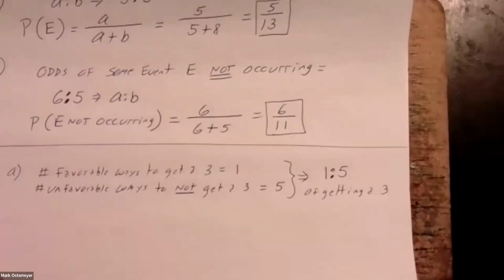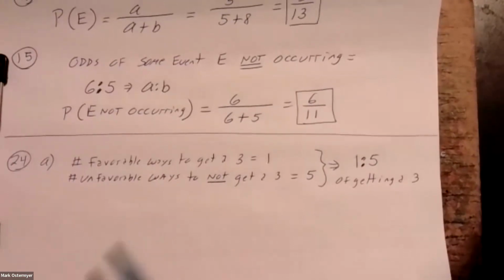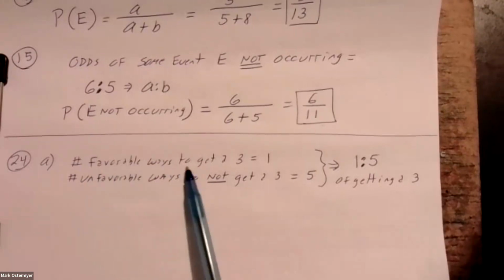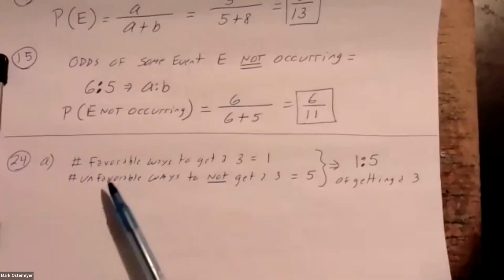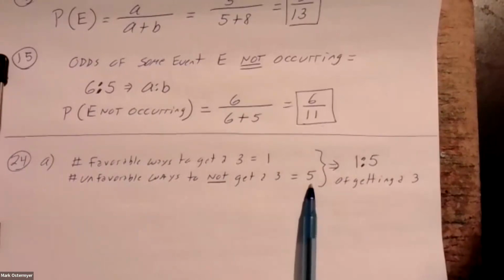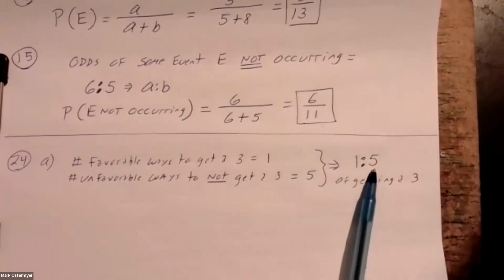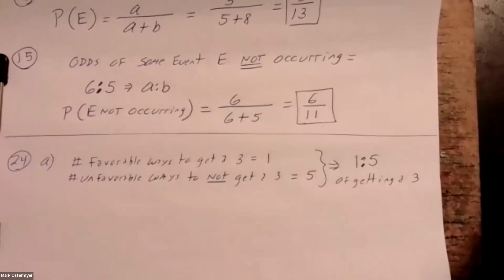If you're still hung up, I did do A for you. What's the odds of rolling a 3 on a fair die? Well, how many favorable ways yield a 3? There'd be only one favorable way, correct? How many unfavorable ways do not give us a 3 when we roll a die? There's 5 unfavorable ways. Therefore, the odds of rolling a 3 would be 1 to 5 odds. All right, you do the rest of those now.